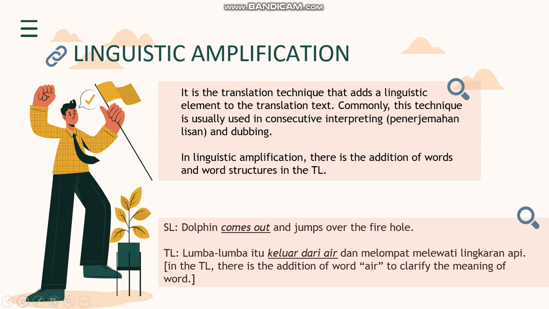For example, in the search language, the dolphin comes out and jumps over the fire hoop. While in the target language, the sentence is translated into lumba-lumba itu keluar dari air dan melompat melewati lingkaran api. So, you can see that in the target language, there is the addition of the word air in keluar dari air, from "comes out" in the search language. The translator gave the addition of the word air in the target language to clarify the meaning.